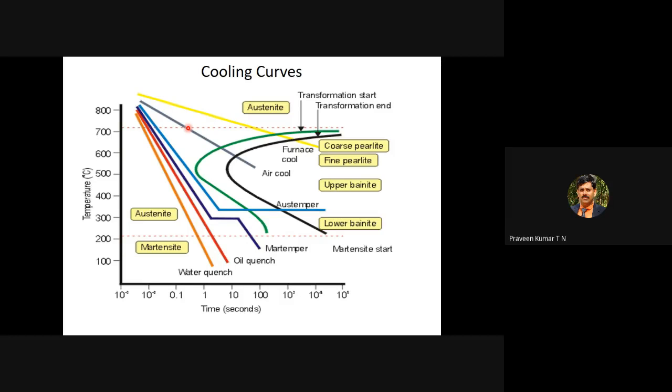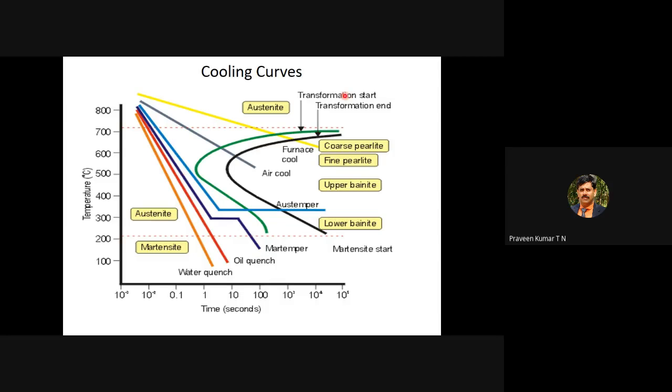So suppose today afternoon, you have conducted the experiment. You have heated the metal above 727 degrees Celsius, and you switched off the furnace. The door is still closed. If you come tomorrow morning and open the furnace, the temperature of the furnace, or the temperature of the component, may be around 200 or 300 degrees Celsius. To decrease the temperature from 800 degrees Celsius to 200 degrees Celsius, it took almost 10 to 12 hours. That is a very, very slow cooling process.